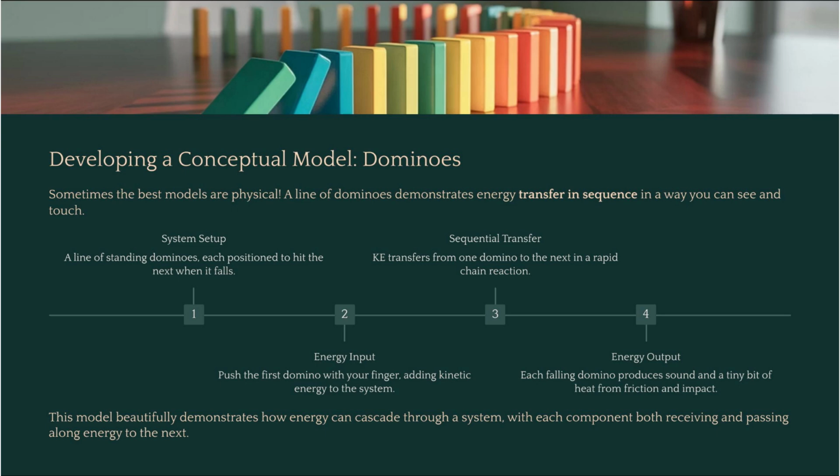Sometimes, a simple conceptual or physical model is the most effective. Think of a line of standing dominoes. This system models a sequential energy transfer. When you push the first domino, you introduce kinetic energy. That energy is instantly transferred from the first domino to the second, and so on. The model shows that the energy itself isn't changing form. It's simply moving from one object to the next in a sequence.